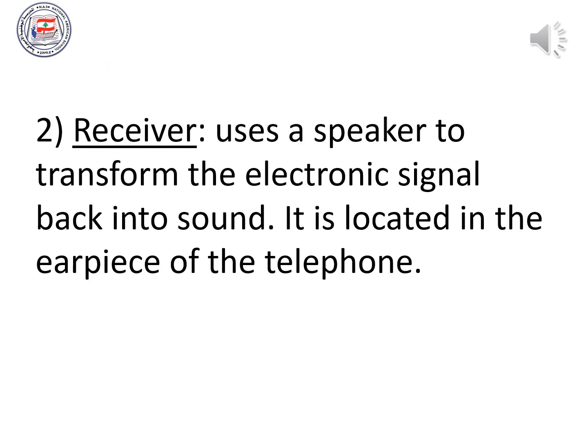The second part of the telephone is the receiver. The receiver uses a speaker to transform the electronic signal back into sound. It is located in the earpiece of the telephone, so it works opposite to the transmitter. It transforms the electronic signal to sound, not the sound into electronic signal. So once you receive the electronic signal from the other phone, the receiver changes it back into sound, and it is located in the earpiece so that you can hear this sound.